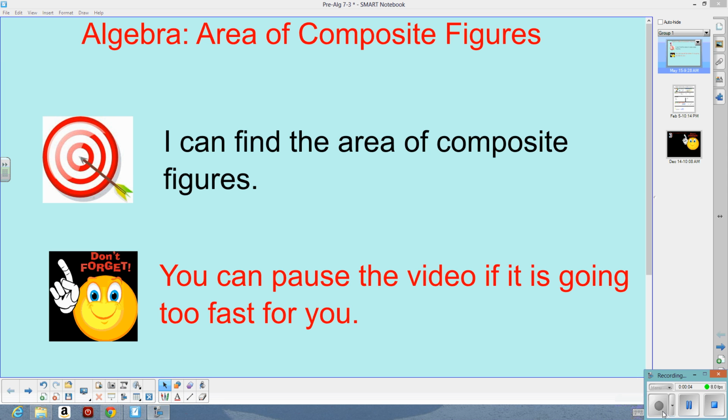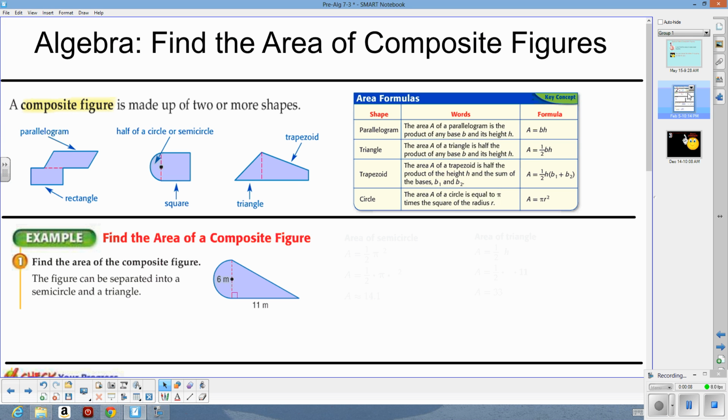In this lesson, you will find the area of composite figures. A composite figure is made up of two or more shapes, like these, for example. In example 1, it says find the area of the composite figure. The figure can be separated into a semicircle and a triangle.